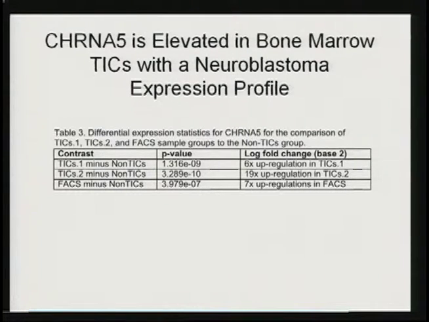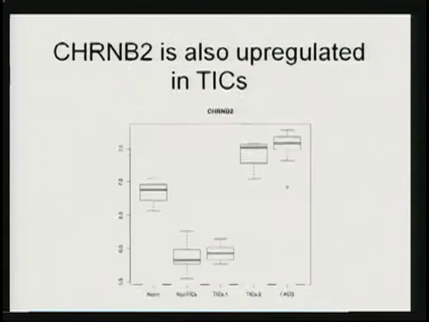And here you can see that the S2 subtype is 19-fold upregulated in comparison to the non-tumor initiating cells. Again, we're always talking here about CHRNA5. And as well, the FACS-sorted cells show 7-fold upregulation. These are very, very highly significant p-values. In addition, here is the data from another subunit of a nicotinic receptor. That's the CHRNB2 that I showed to you.